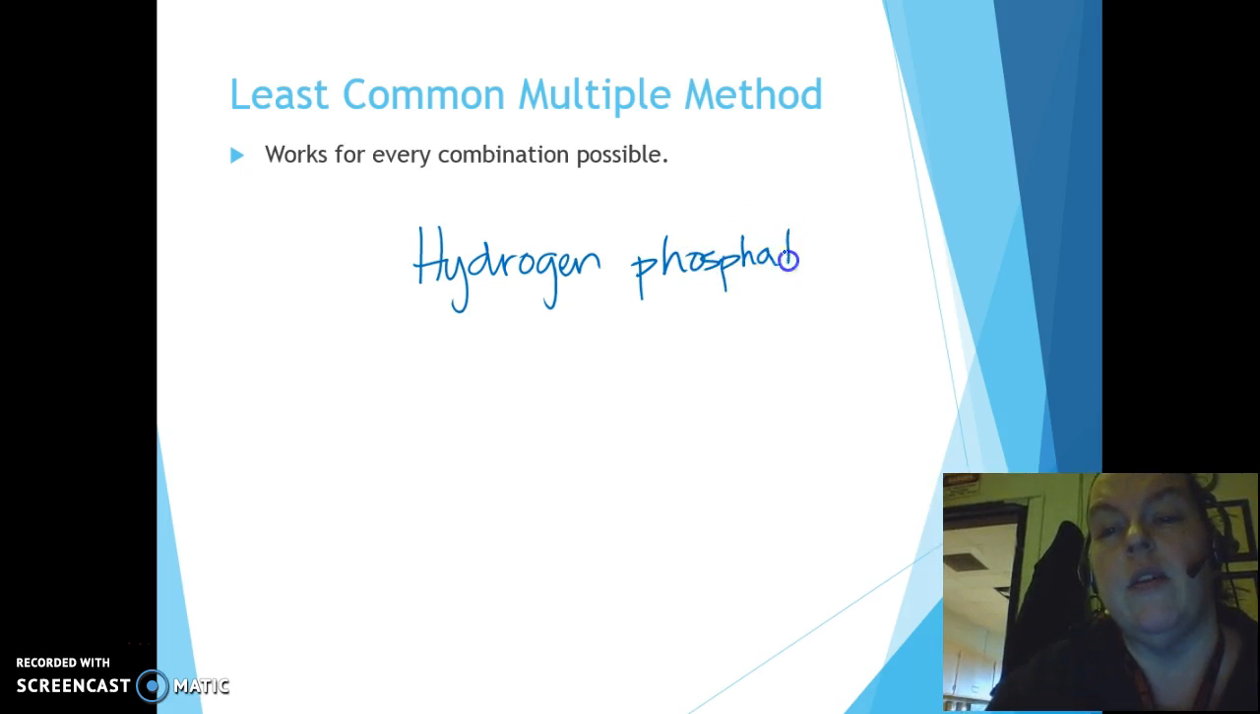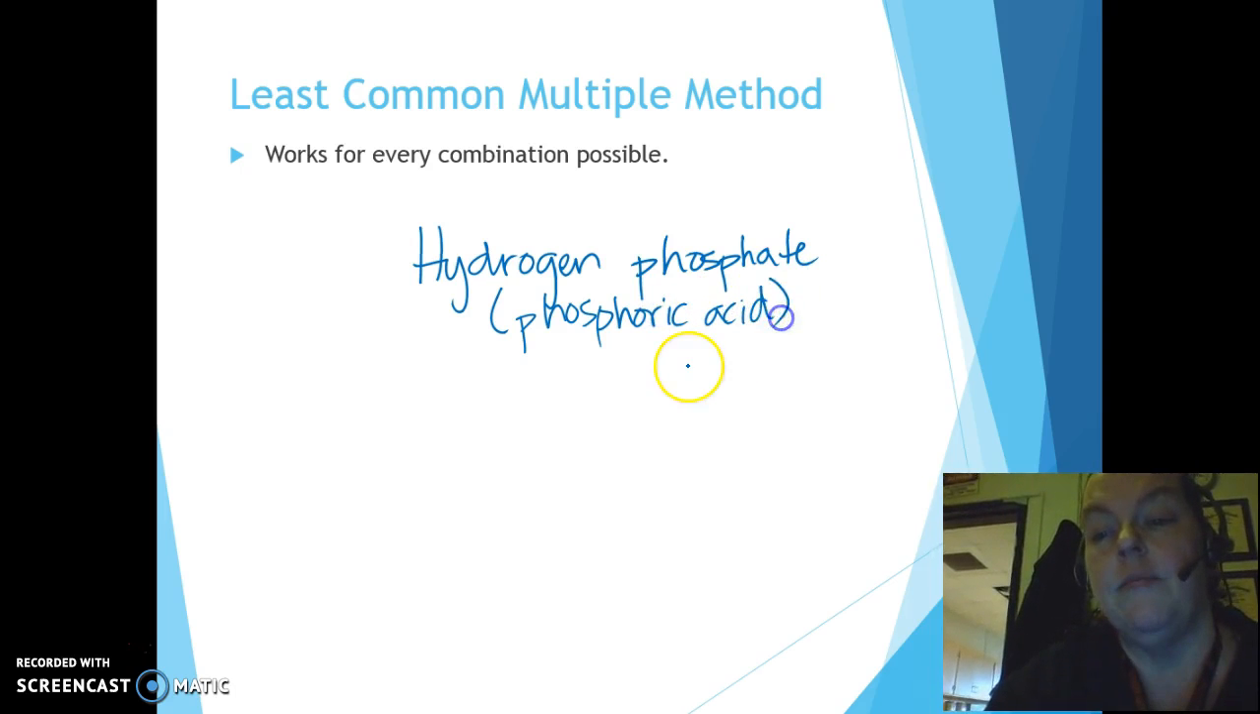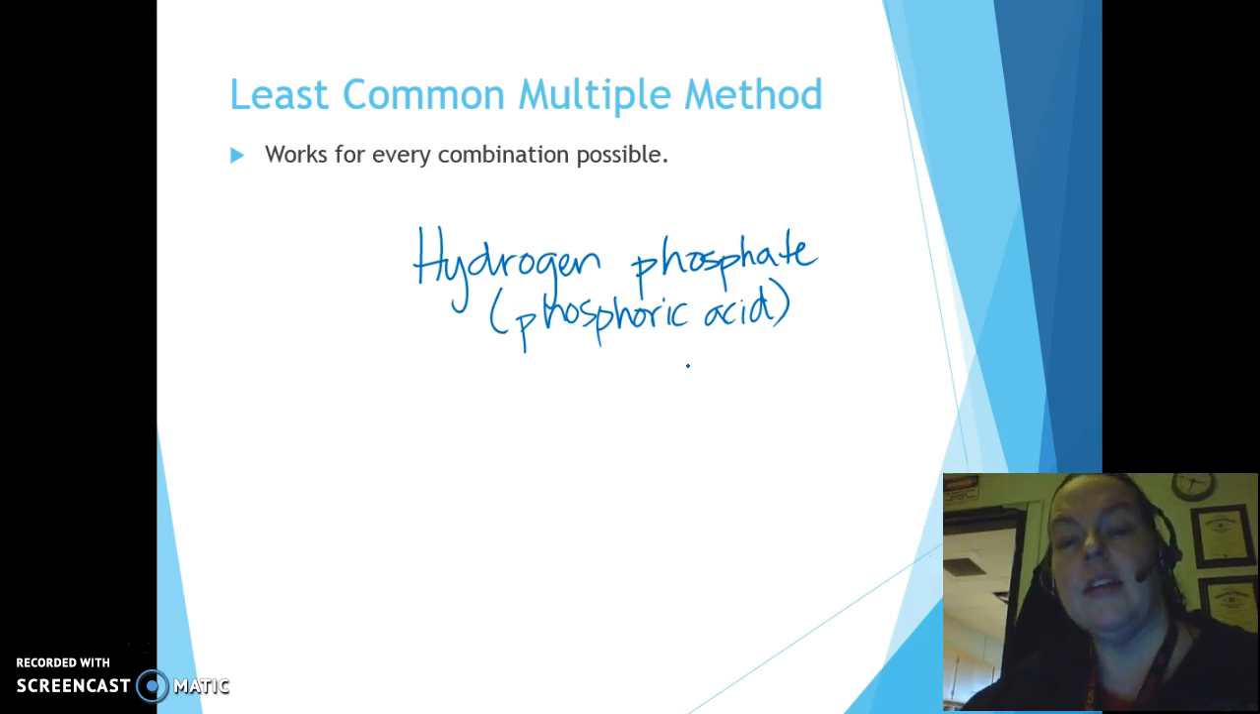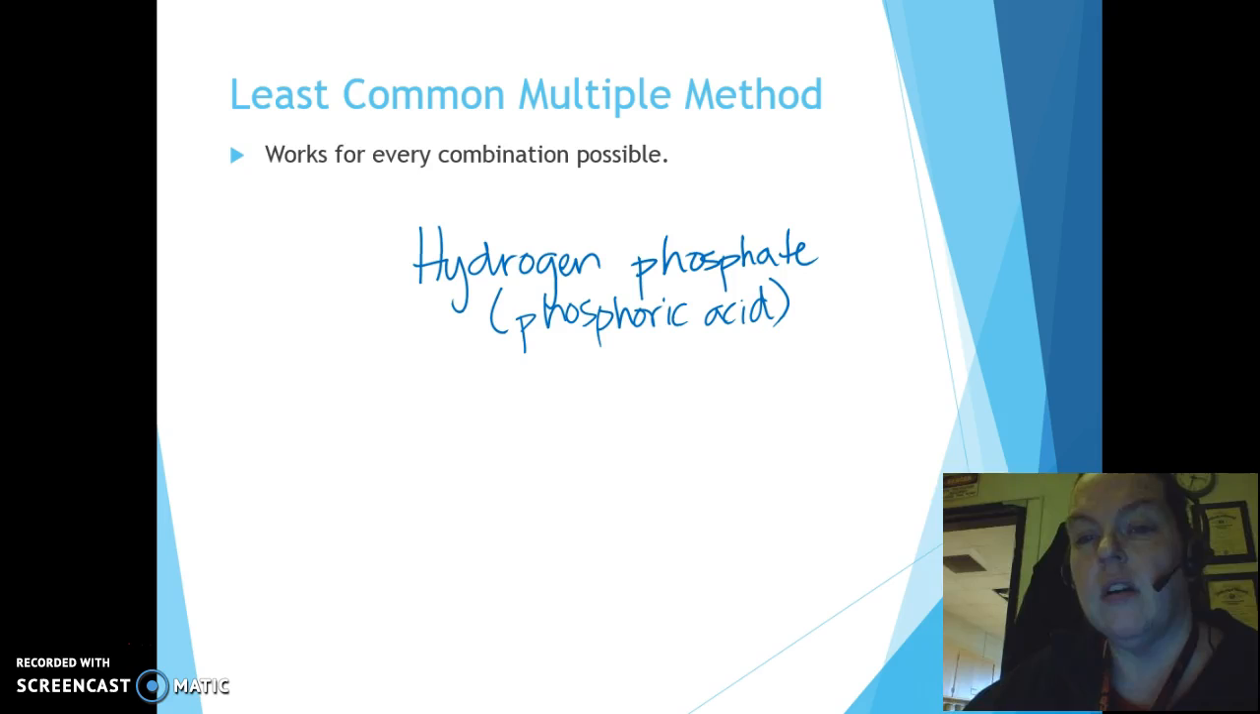And I'm going to tell you that this guy has another name. It's actually called phosphoric acid. Phosphoric acid. So when we look at this, we have a couple cues here. First of all, you're going to say, well, Ms. Stover, these are all nonmetals. What are you talking about?